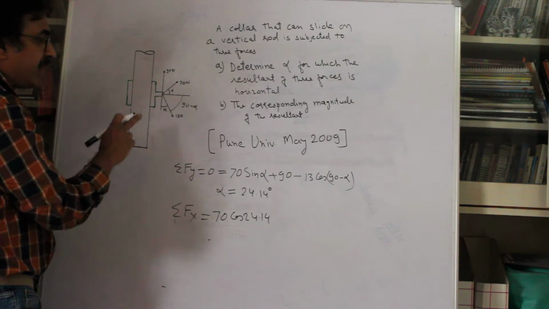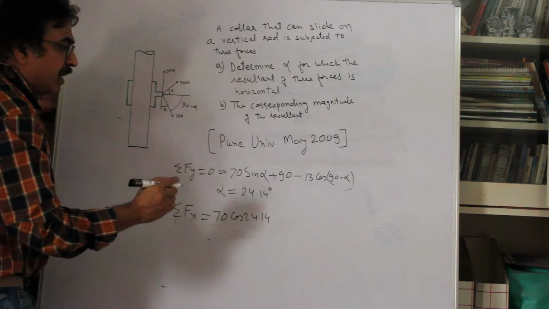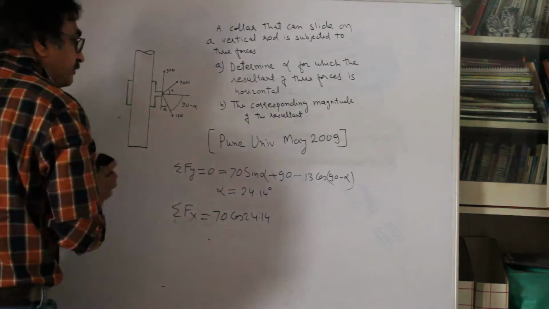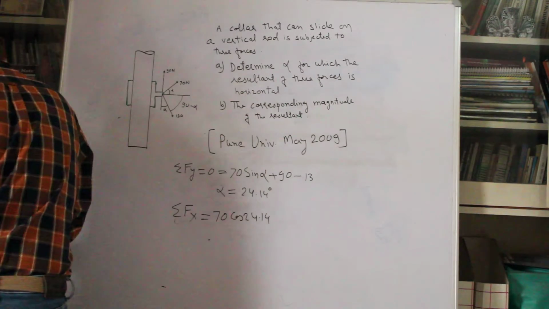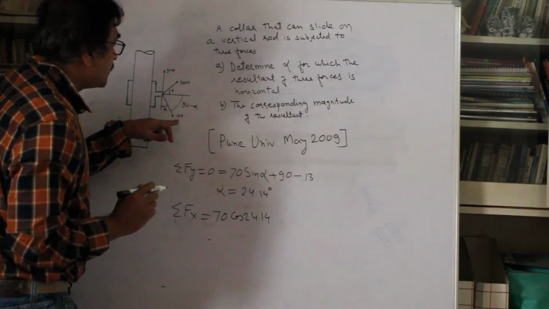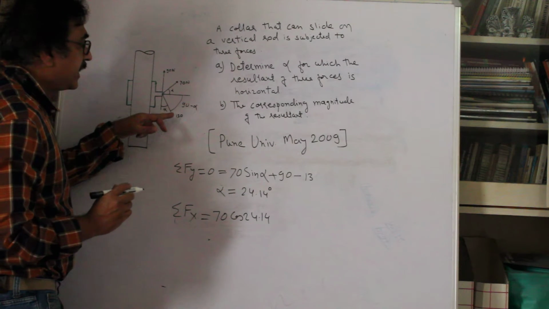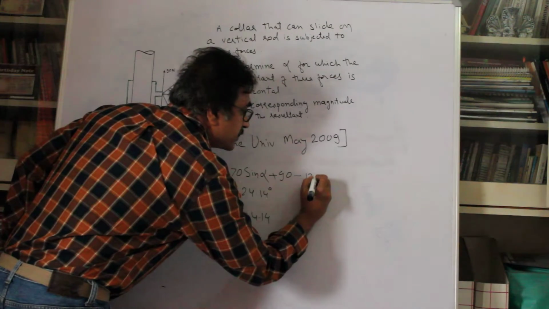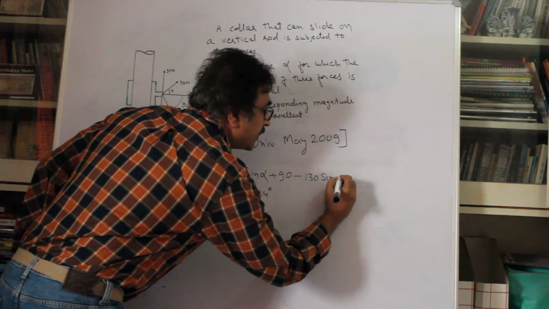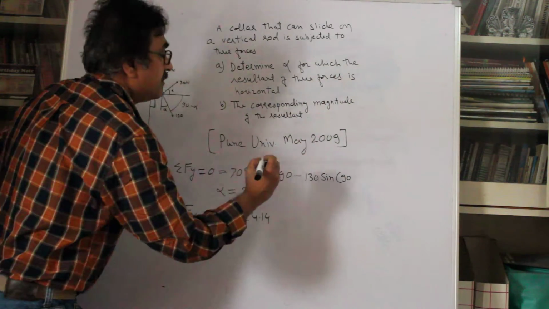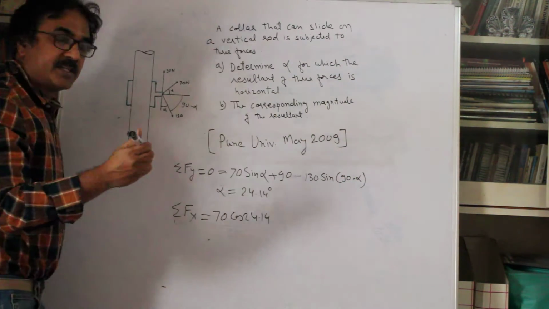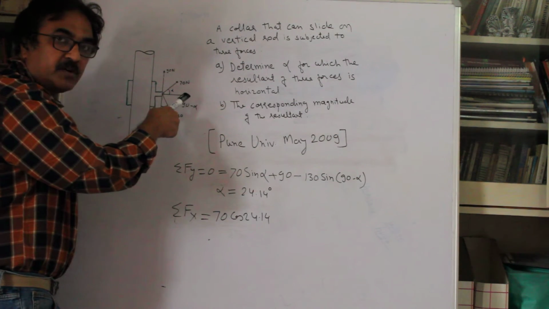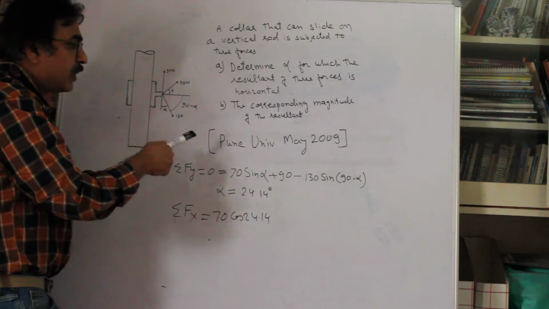By the way, I have made a mistake here. Let me correct this. This is not cos. I'm sorry. When you resolve this 130 vertically, this is going to be 130 sine of 90 minus alpha. So, sorry for that. Sine of 90 minus alpha. Hope this is clear. 130 sine of the angle which the force makes with horizontal gives you the vertical component. It's downward, so it's minus.